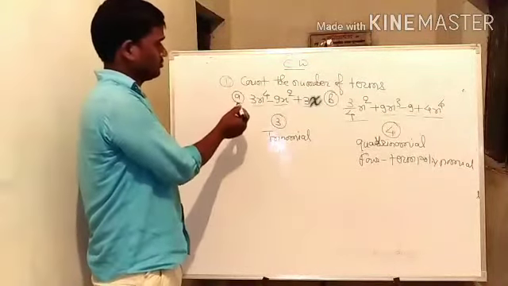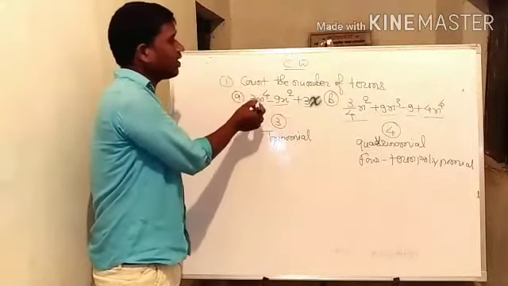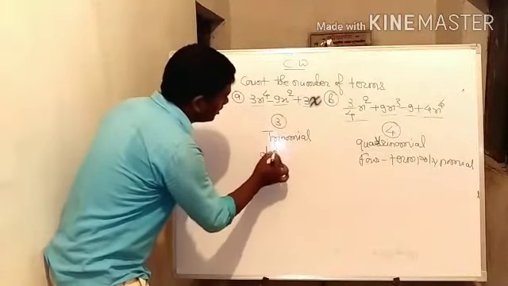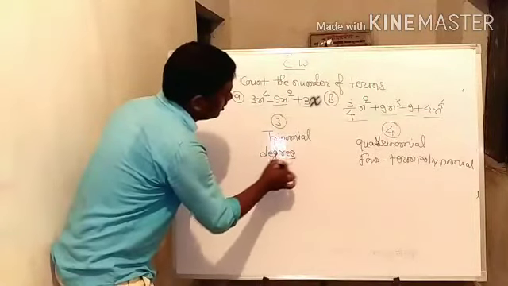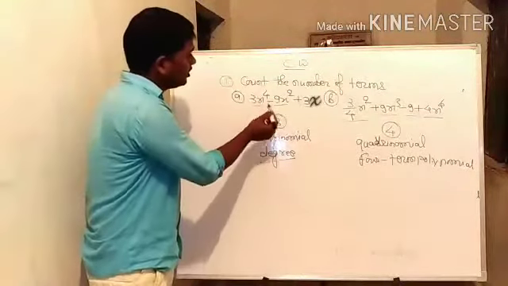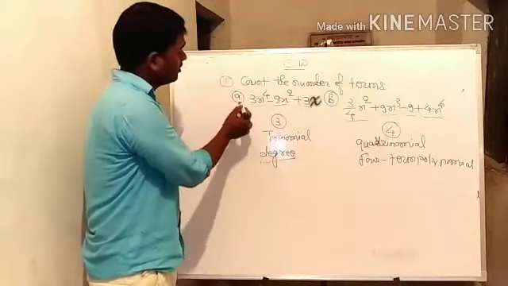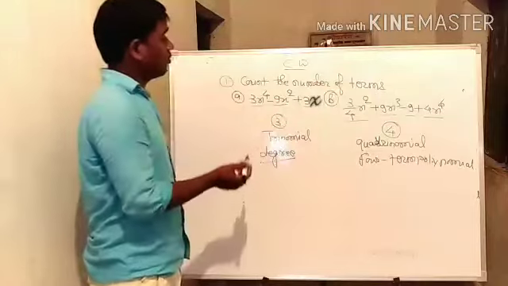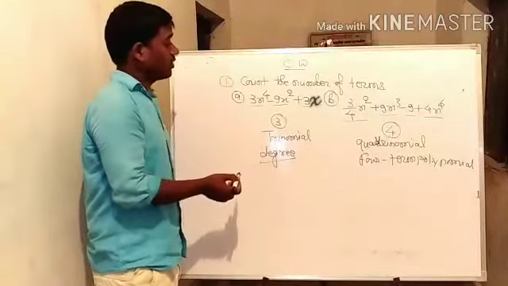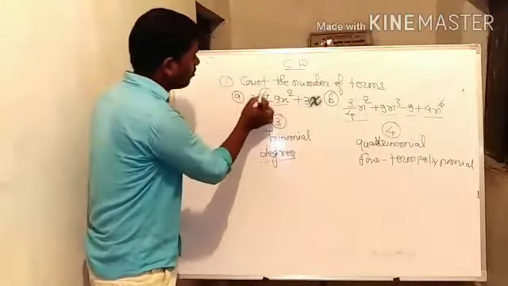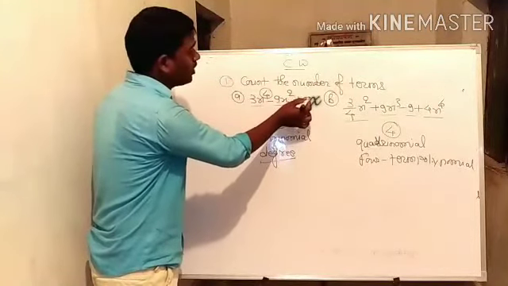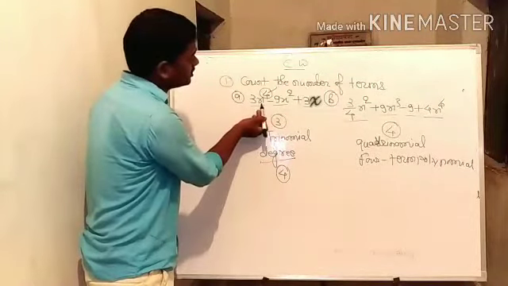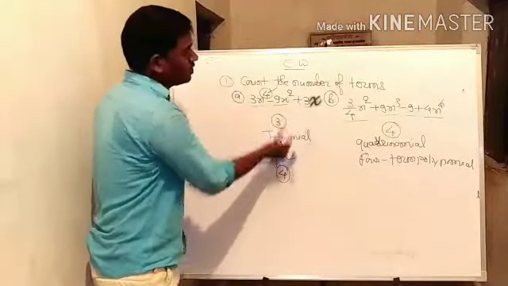This question asked, what is the degree of each polynomial? In the first question, 3x to the power 4 minus 9x square plus 3, what is the highest power of the variable x? Here 4. So 4 is the degree of this polynomial, 3x to the power 4 minus 9x square plus 3.